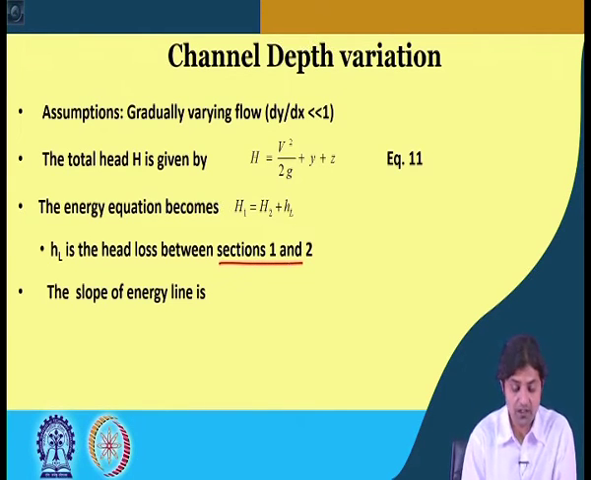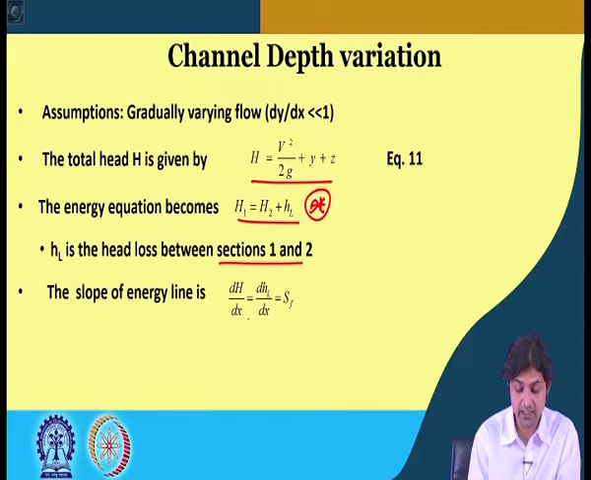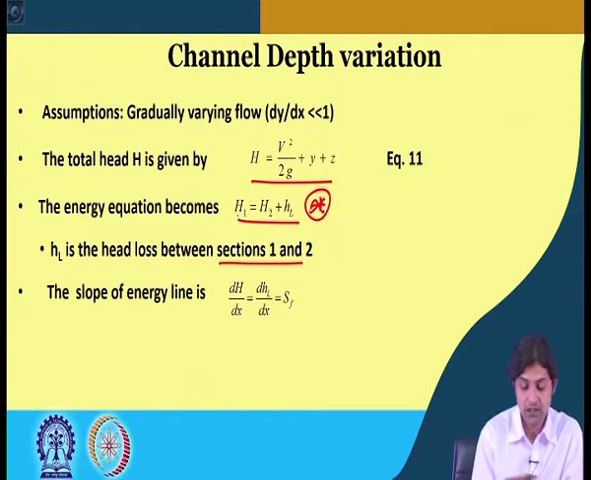The slope of energy line is, so this is the equation. If we use this equation here, we say that dH by dx is dHL by dx, because if you see delta H, if you divide by delta x, this star equation, then we get dH by dx is equal to dHL by dx, which is equal to SF, because this is SF.